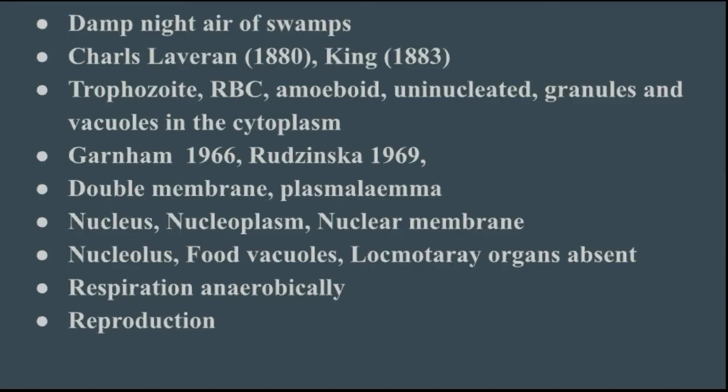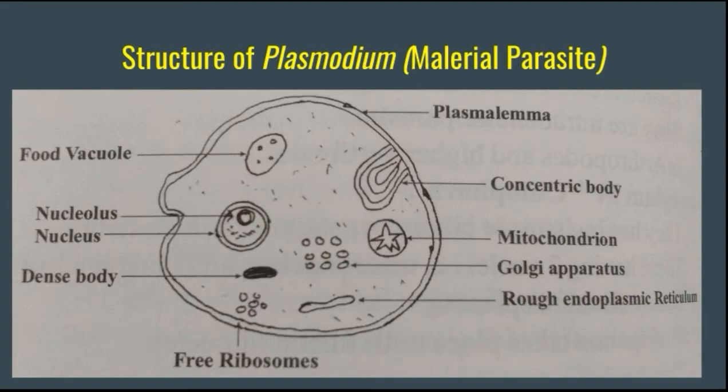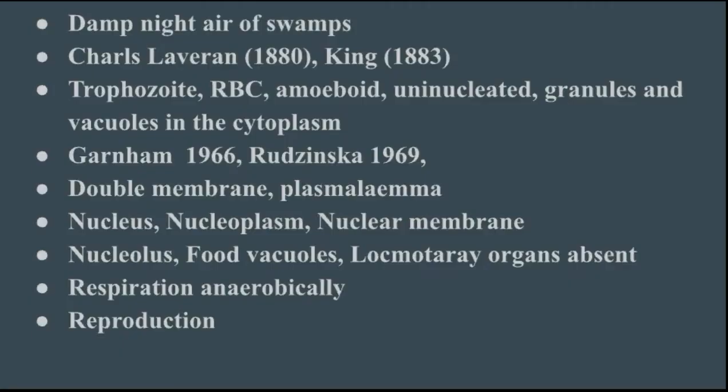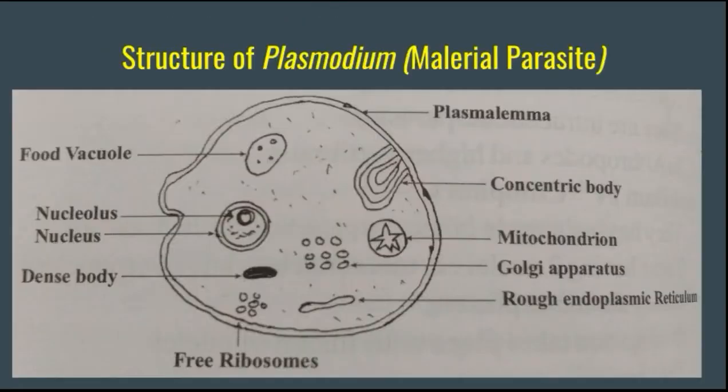The adult parasite is called a trophozoite, which lives in the red blood corpuscles, the RBCs, of man. In the figure you have seen an amoeboid structure. It is uninucleated, with granules and vacuoles in the cytoplasm. You have seen the granular structure of the pre-ribosomes, as well as the vacuolar structure in the figure, that is, the granules and vacuoles in the cytoplasm.